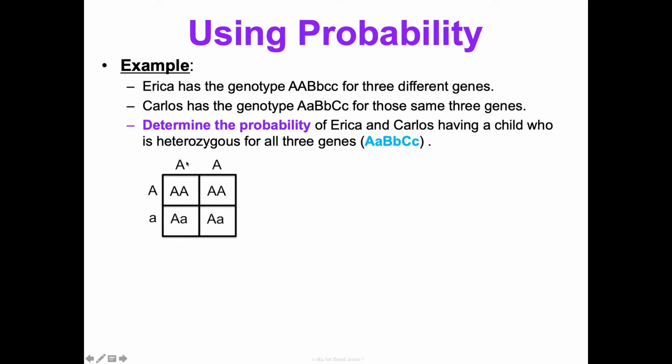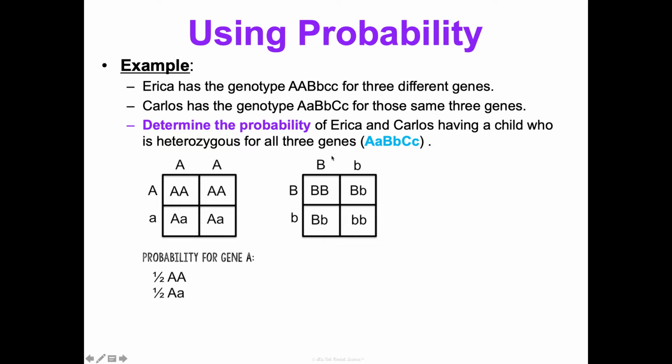So gene A, let's look. Erica's up here. She's homozygous dominant. Carlos is down here. He's heterozygous. Okay, so for gene A, there's a 1 out of 2 chance, or 2 out of 4, but we're just reducing it, that their kid is homozygous dominant, and a 1 out of 2 chance that they're heterozygous. Gene B, they're both heterozygous for gene B. So that's the parents on the outside. Fill in the Punnett square. And let's look at the probability. 1 out of 4 of their kids would be homozygous dominant. 2 out of 4, which reduces to 1 out of 2, would be hetero. And then 1 out of 4 would be homozygous recessive.